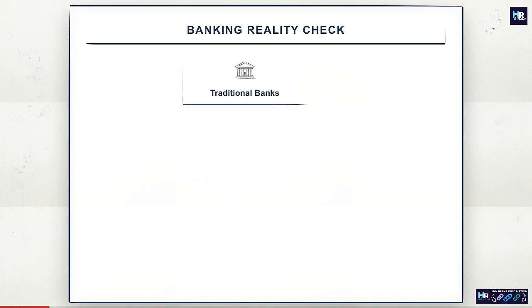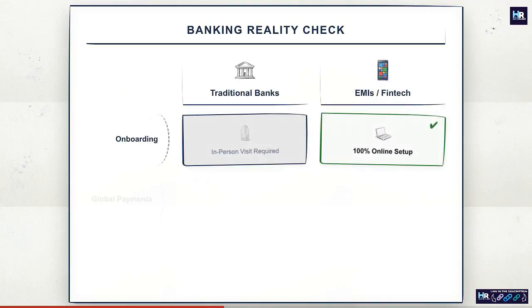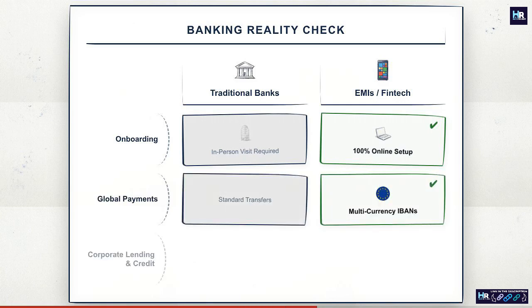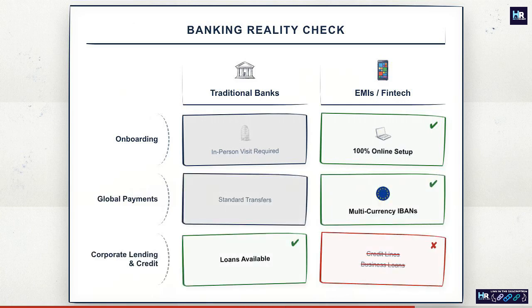This matrix compares traditional banks with electronic money institutions, EMIs like Wise and Revolut, that actually power the e-residency ecosystem. EMIs offer remote onboarding and multi-currency IBANs to get paid. The trade-off: you lose access to traditional corporate lending and credit lines.